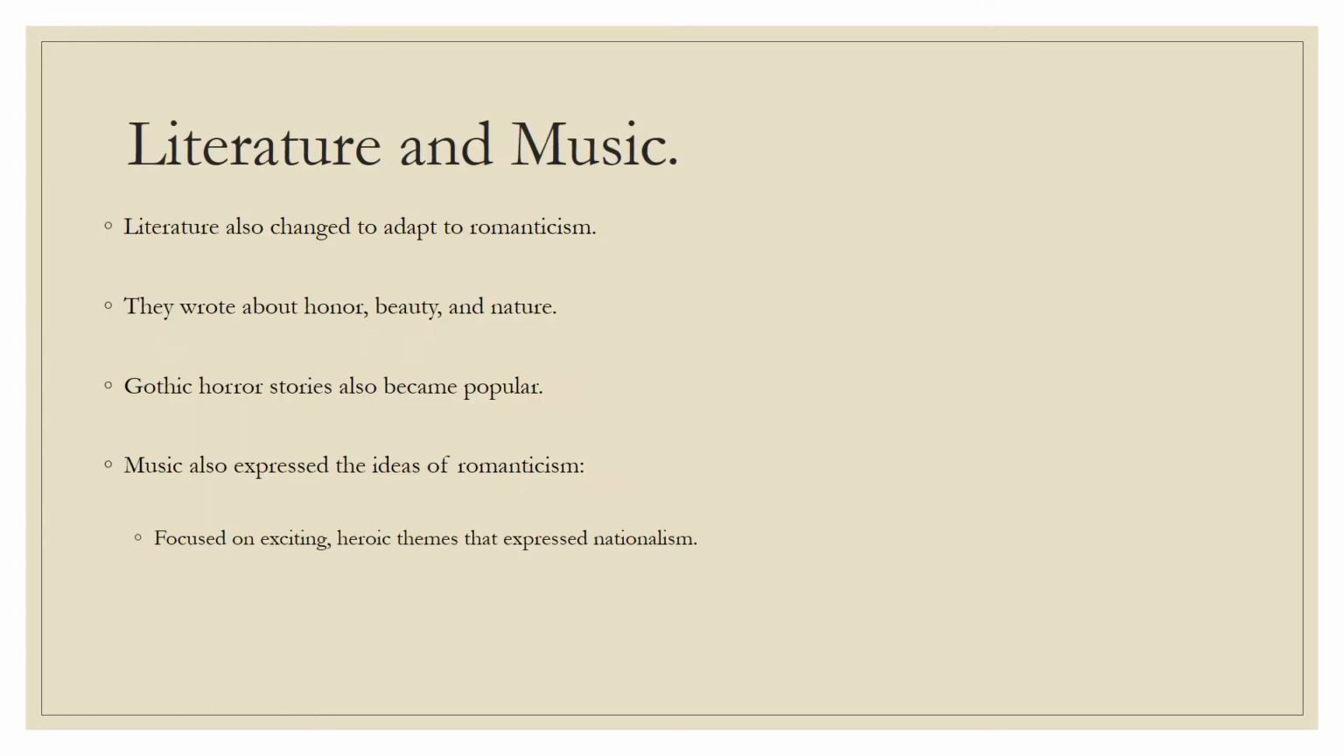So literature and music. Literature also changed to adapt to Romanticism. People will begin to write about things like honor, beauty, and nature. There are also Gothic horror stories that become popular. Things like Frankenstein become a very popular book by Mary Shelley. So things like nature begin to become more of interest to people.